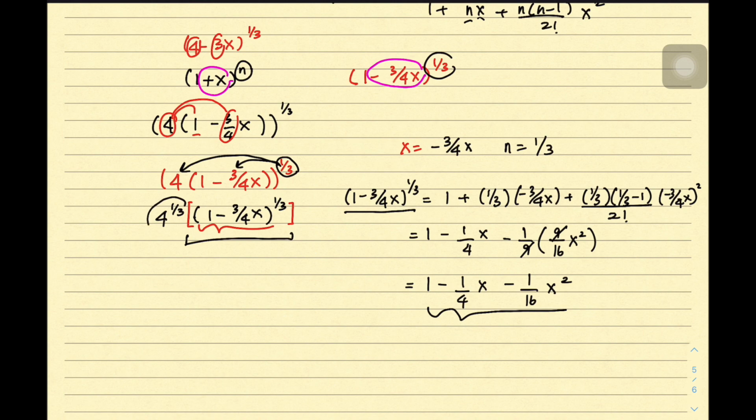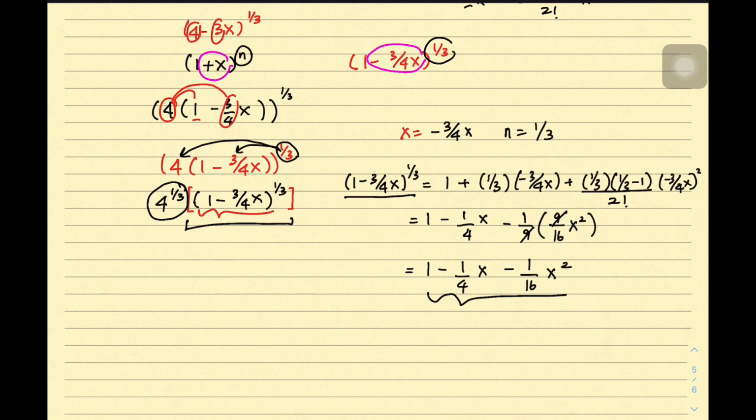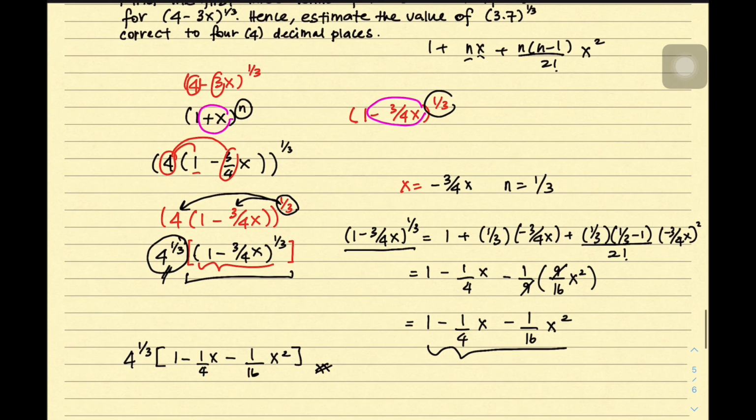So dekat depan kita masih ada lagi 4 kuasa 1 per 3. Okay, so awak kena tulis dekat sini 4 kuasa 1 per 3 darab dengan all the expansion here, 1 minus 1 over 4 x minus 1 over 16 x to the power of 2. So inilah dia punya expansion. Jangan lupa this one. Okay, awak tak perlu expand pun tak apa, biar di dalam ni. So inilah dia expansion untuk function 4 minus 3x to the power of 1 over 3. This one is the expansion.